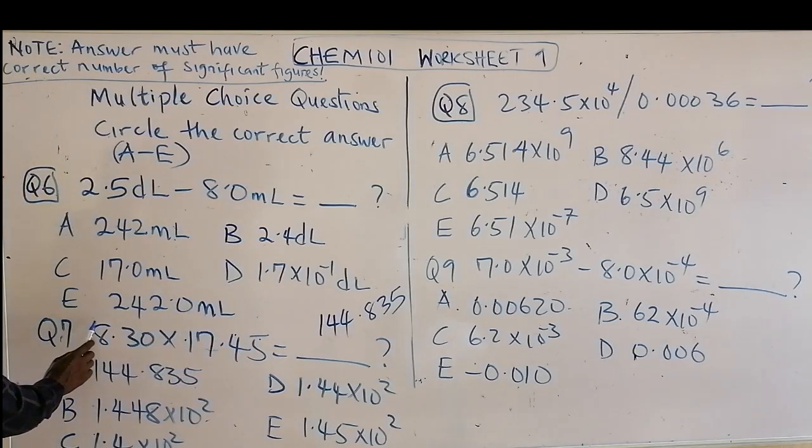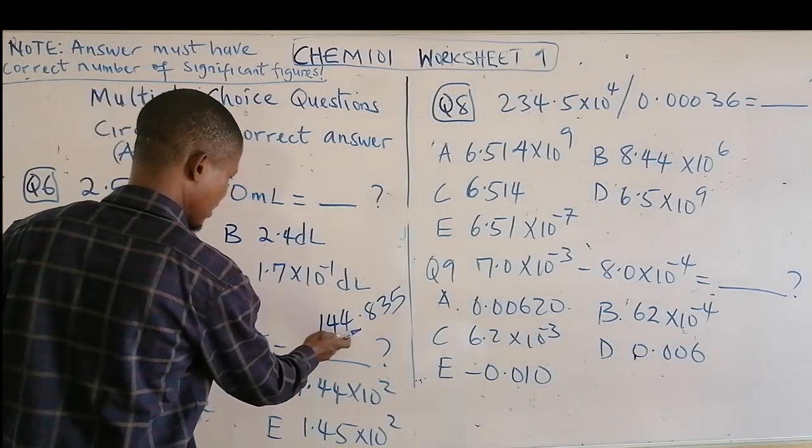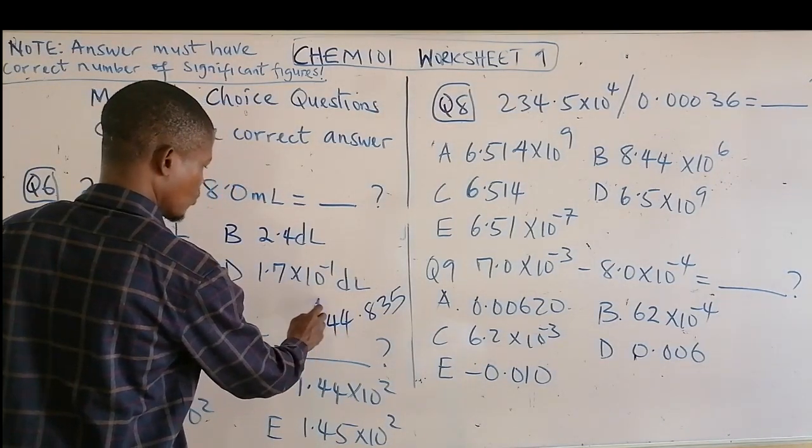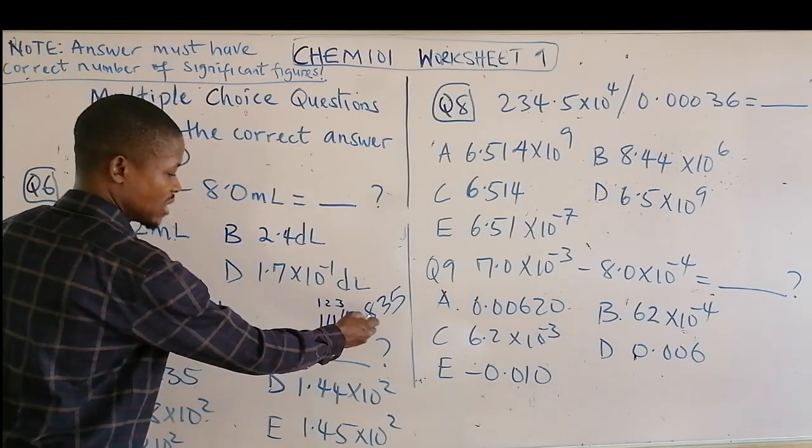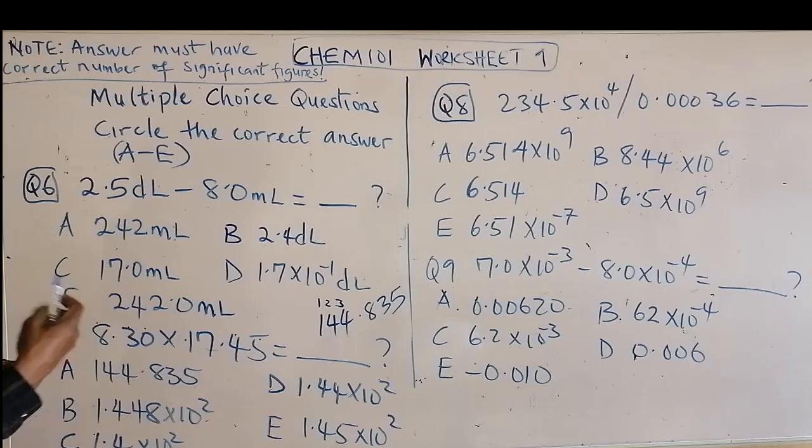That's 4. Here is what? 1, 2, 3. These 3 significant figures is the least. So come back here. What do we have here? 1, 4, 4. This is 1, 2, 3. So we can remove this 8. We can round it off and that gives 1, 4, 5.